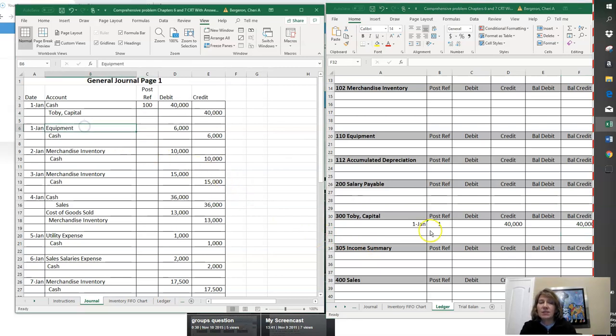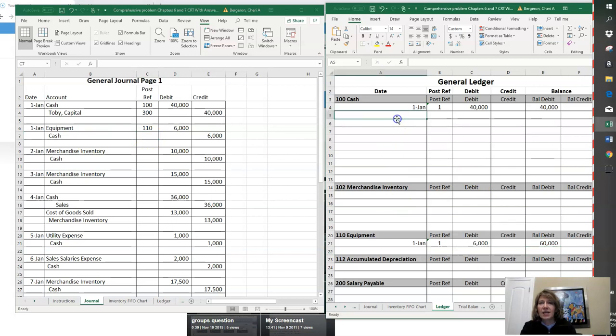So equipment, we debited it on January 1 for $6,000. That came from page 1, so we have a balance of $6,000. This went to account number 110. I just realized I forgot to put in my account number 300 right there. All right. 110 goes to equipment.